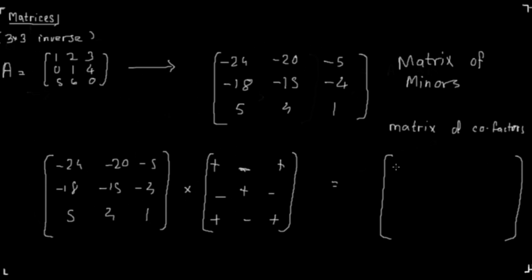So this is just going to be minus 24. Minus 20 into minus 1 is going to be 20. And then minus 5, as you see here. So 18. Minus 15, 4, 5, negative 4, and 1.